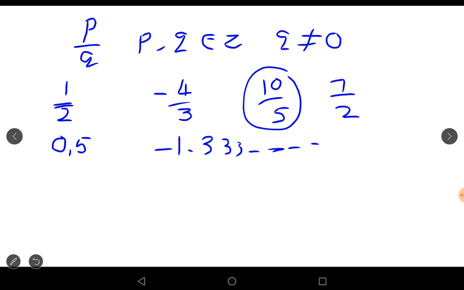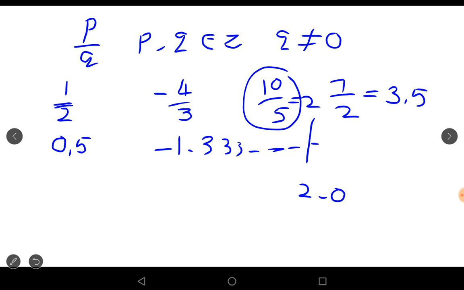Next one, 10 by 5. So 5 ones are 5, 5 twos are 10, so 2. 2 is an integer, natural number, whole number and rational number also. 2 can be written as 2.0. This is the decimal number. 7 by 2 is equal to 3.5. So every rational number is a decimal number. Okay, every rational number is a decimal number. Here decimal numbers are terminating decimals or non-terminating recurring decimals.